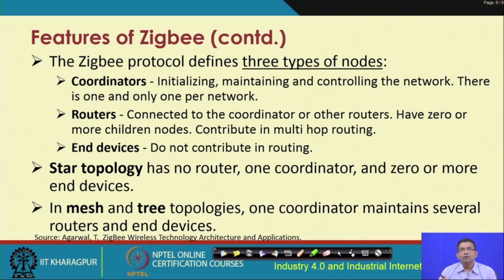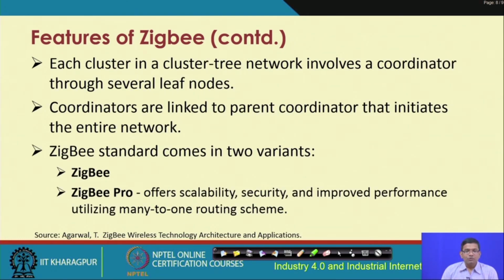In the star topology there is no router, just one coordinator and 0 or more end devices. If the mesh and tree topologies are used, there is one coordinator that maintains several routers and end devices. Each cluster in a cluster tree network topology involves a coordinator with several leaf nodes. There is some cluster and then a tree kind of structure, and the coordinators are linked to the parent coordinator that initiates the entire network.